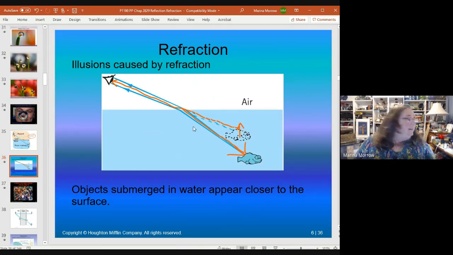And oh, I didn't set up that demo. I'll have to do it in class. So yes, refraction has the raising up of the image.